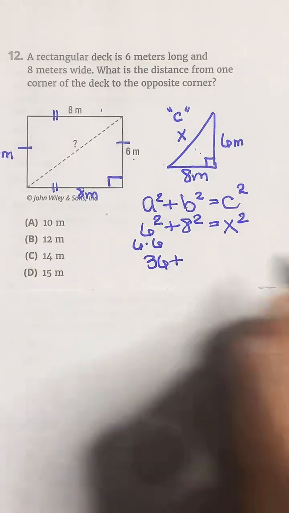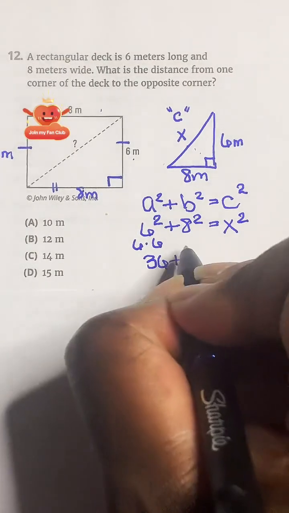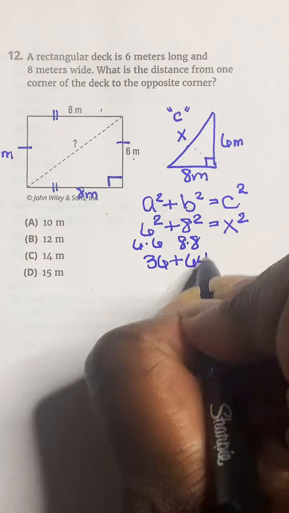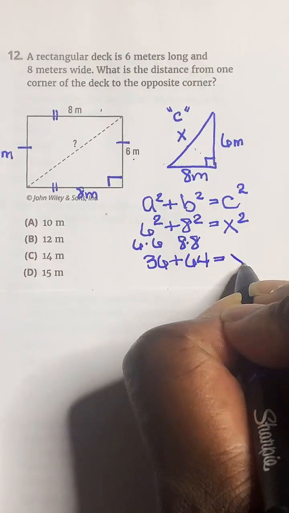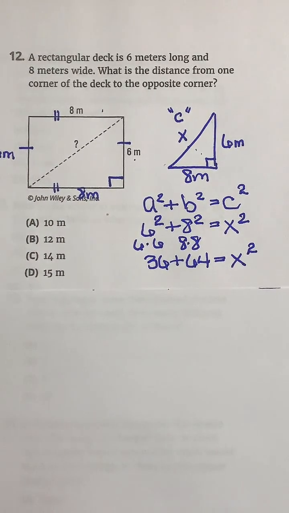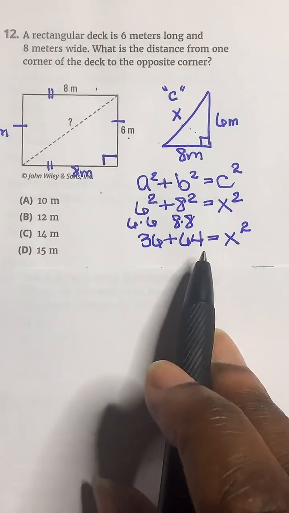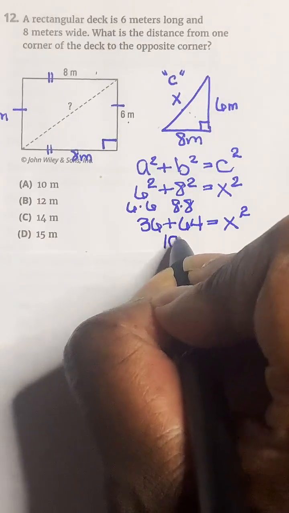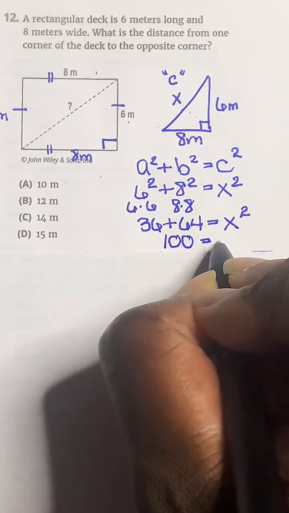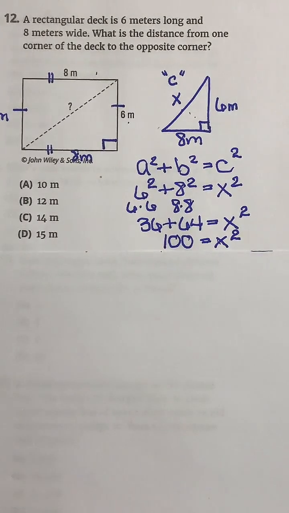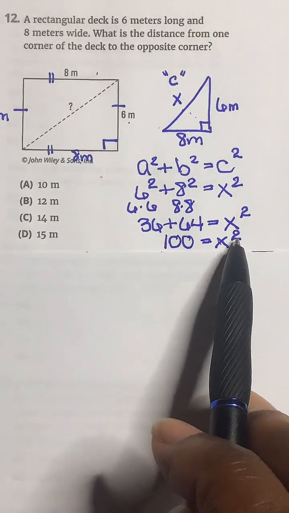Bring down my plus sign. Same thing's happening with my 8 squared. That's 8 times 8, which gives me 64. And I bring down my equals and the x squared. Okay. So now add 36 and 64. Okay, so we got our 100. There we go. But 100 is equal to x squared.